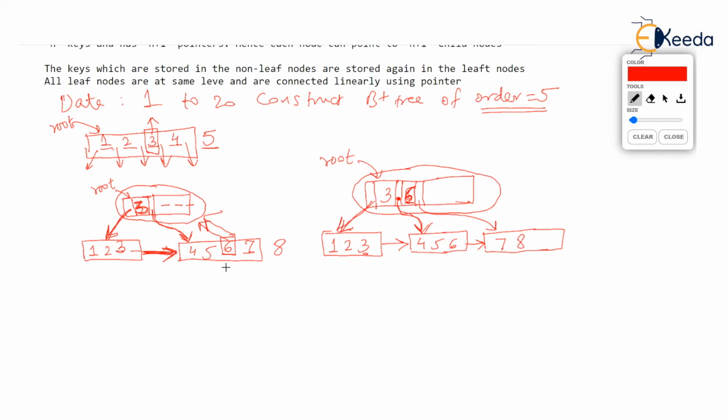Now let's add 9. Last time the last value we added was 8. Let's add 9 now. 9 will easily go to the right of 6 because it is larger than 6. So 9 and 10 will join after 8. So 9 and 10 join, no problem. But 11 can't join. There is an overflow here. So the node is split and 9, the median, will be sent up.